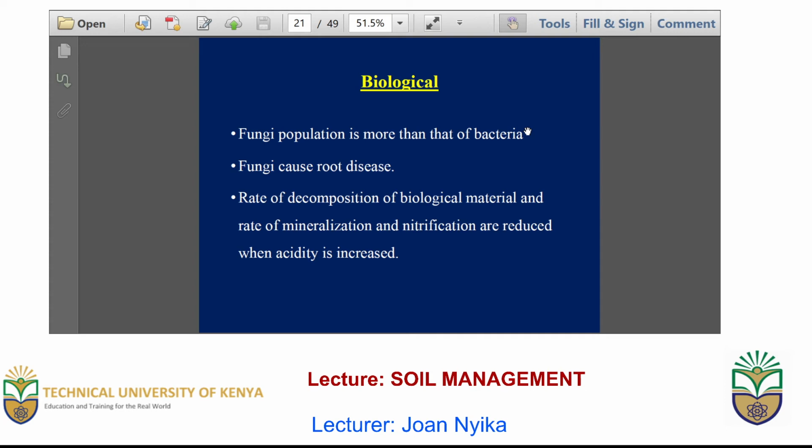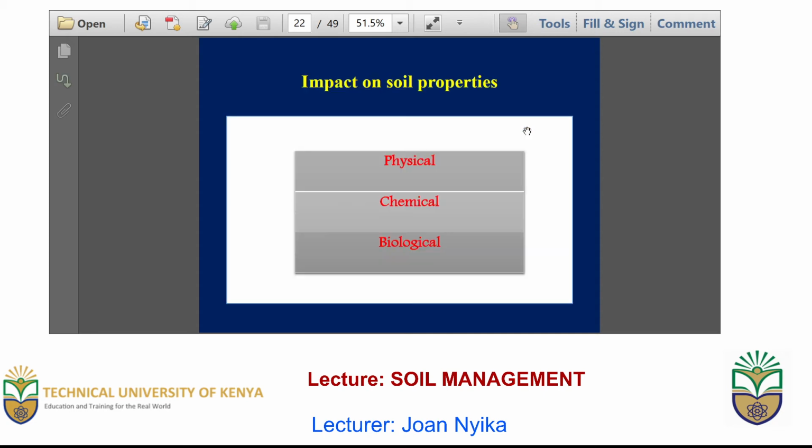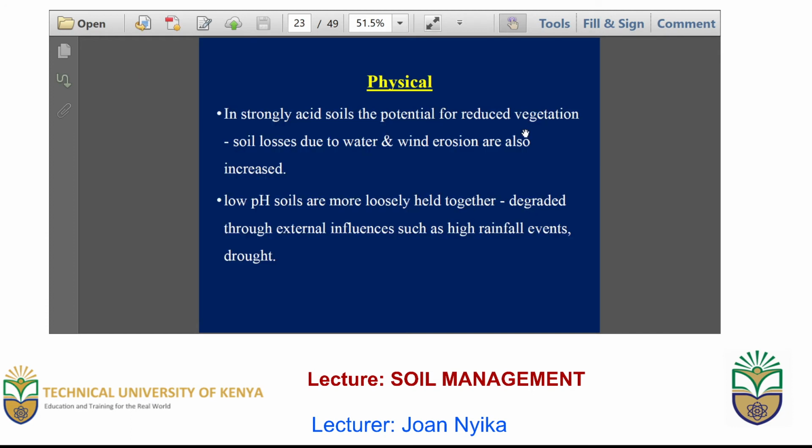Then the other characteristic of acidic soils is that the rate of decomposition of biological material and the rate of nitrification and mineralization are reduced. And why are they reduced? Because the amount of bacteria that can survive is limited. What are some of the impacts or the effects of soils that are acidic? Just like the characteristics, the impacts of acidic soils can be categorized into three. They can be physical, chemical, or biological.